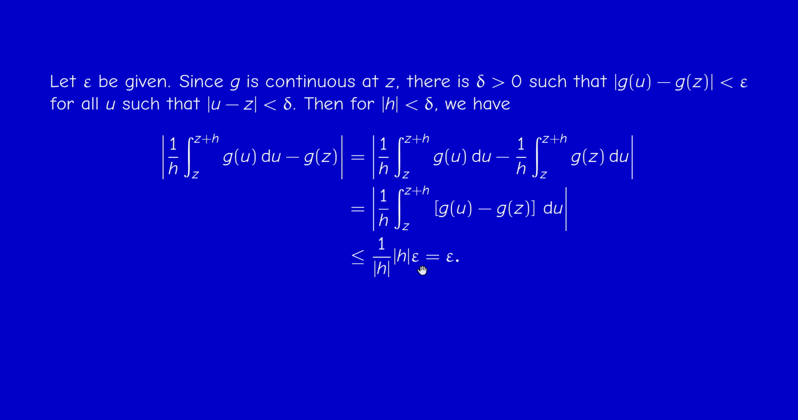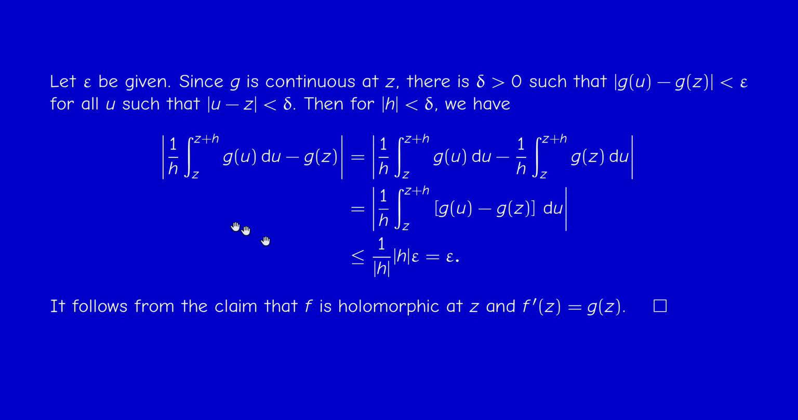And that's it. So what did I prove? I proved that for every positive epsilon, there exists a positive delta such that |(f(z+h) - f(z))/h - g(z)| is less than epsilon if the modulus of h is less than delta. This precisely means that f is holomorphic and its derivative is g(z), and you are done.